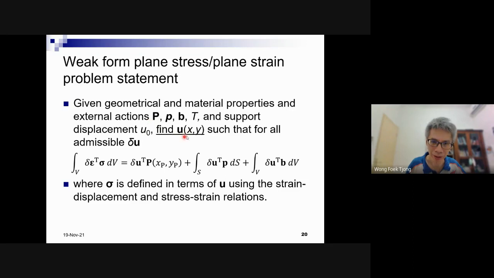And then find an admissible displacement. Admissible means that the displacement already satisfies the boundary conditions, such that for all admissible delta U, this equation holds. The principle of virtual displacement equation holds. Of course, sigma here is the actual stress relating to the displacement using the kinematic and constitutive equations. That's the weak form.